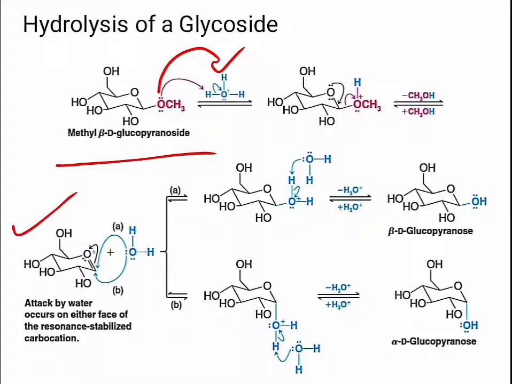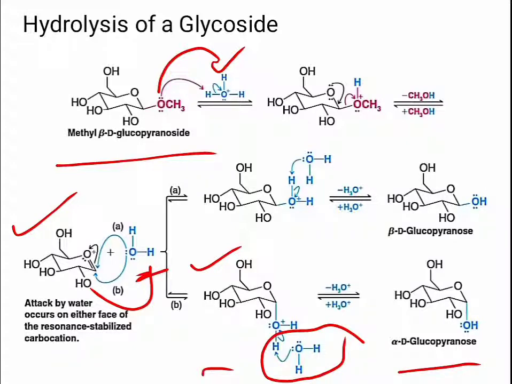After that water will come, and water can attack now from the upside or from the downside. If it attacks from the upside, you will get this, and after deprotonation you will get beta D glucopyranose. And if the water attacks from the downside in this stage, then you will get this compound, and after deprotonation you will get alpha D glucopyranose.